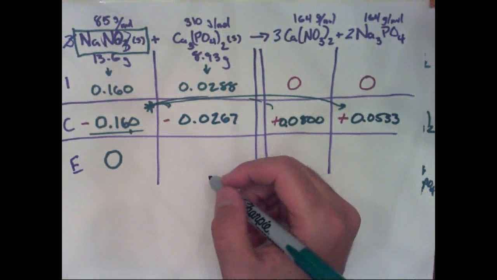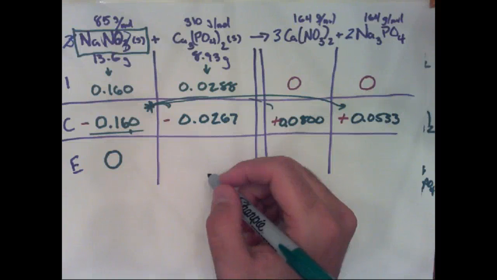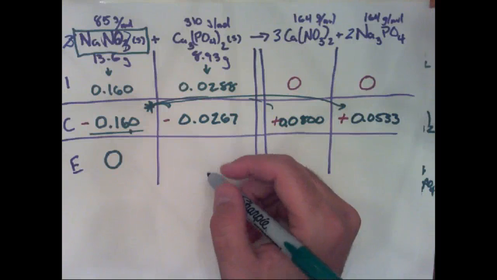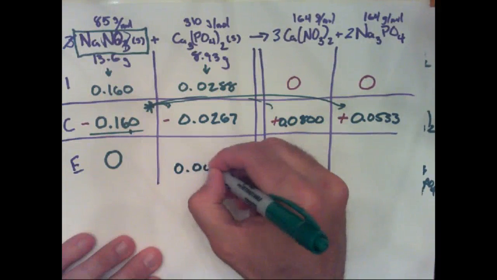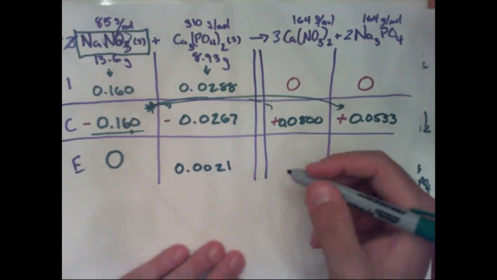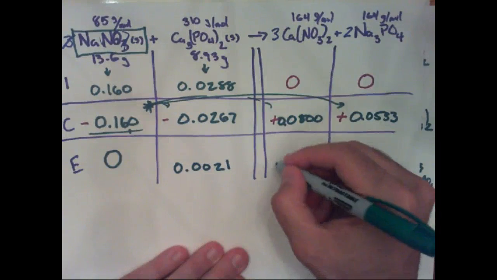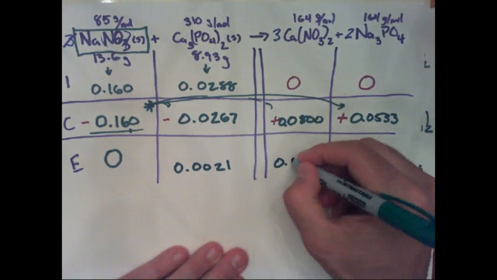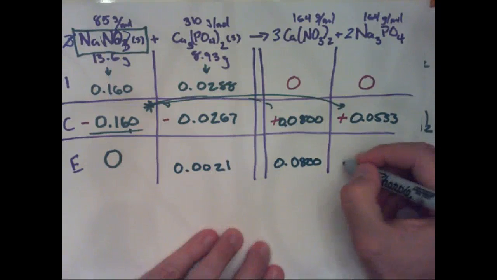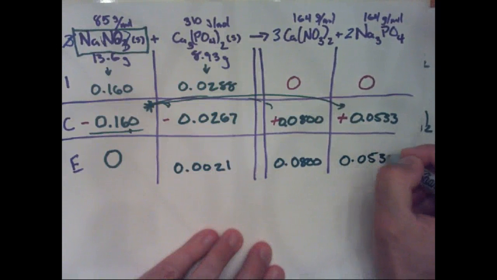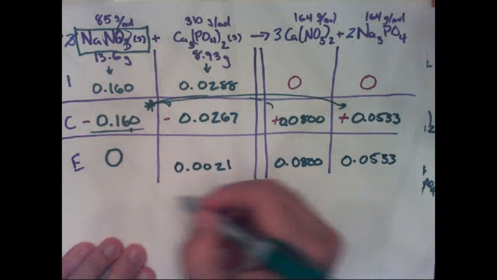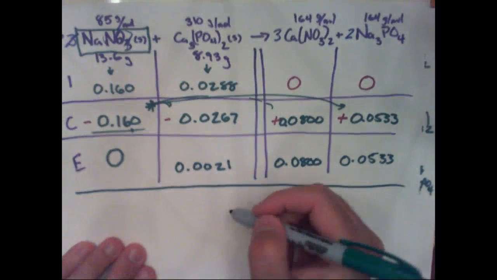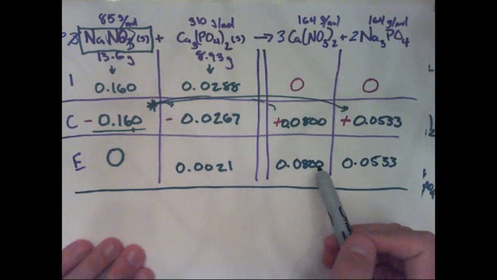So 0.0288 minus 0.0267, and you get 0.0021. And now this, 0 plus this is fairly straightforward, 0.0800 moles, and this is going to be 0.0533 moles. Now the problem doesn't say to end here, so now the last thing that we have to do is we have to calculate how many grams of everything is left over.